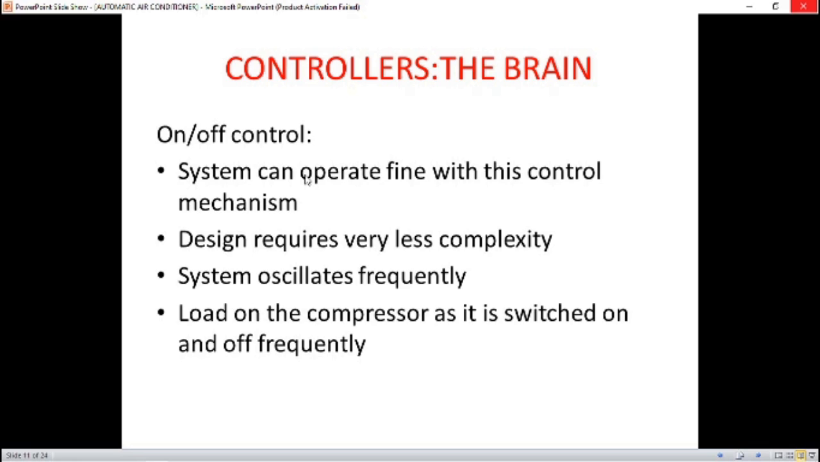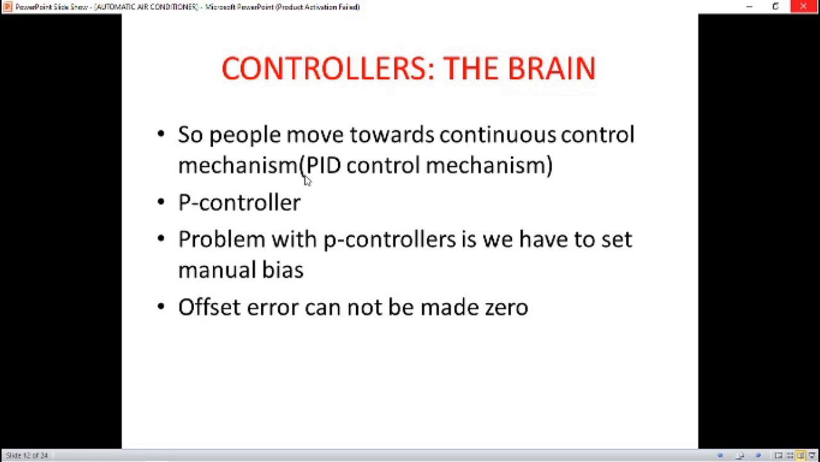But as the temperature is a very slow variable, we can use an on off controller, and it will not create that much of a problem. Now next, as there is a problem with the on off control mechanism, people start moving towards continuous control mechanisms, which is simply the PID control mechanism.